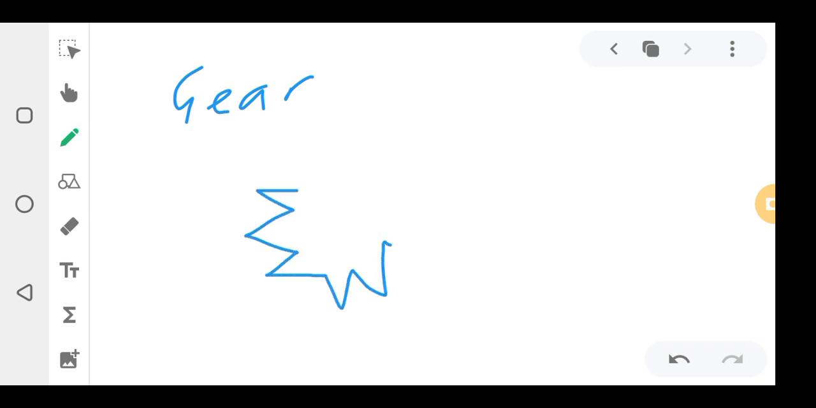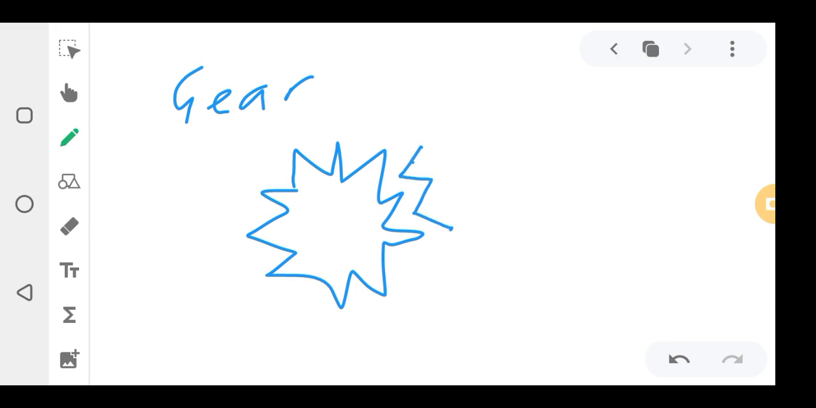Okay. We've got a gear. What about a gear? How does it look? A gear is very simple. I think you have seen this even in toys. They look like this. This is the way gears look.